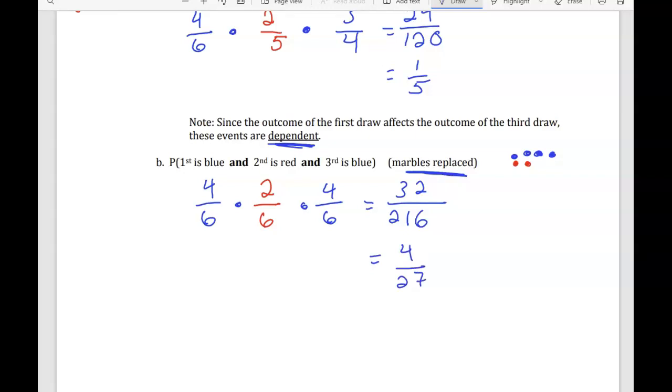And so you'll notice that there is a difference whenever they are replaced or not replaced. So you have to pay attention to whether you are replacing the events or not replacing the events.